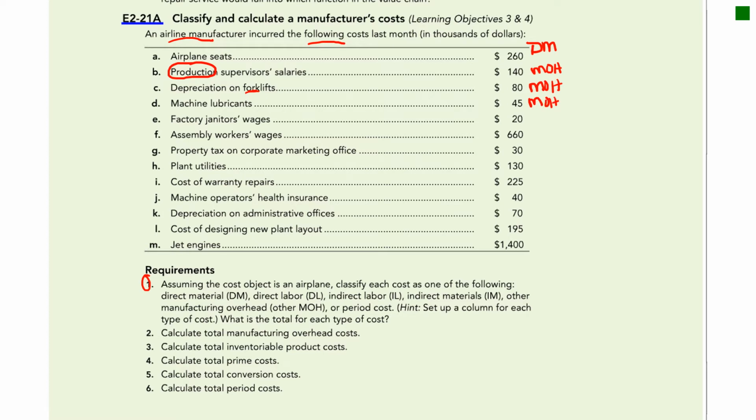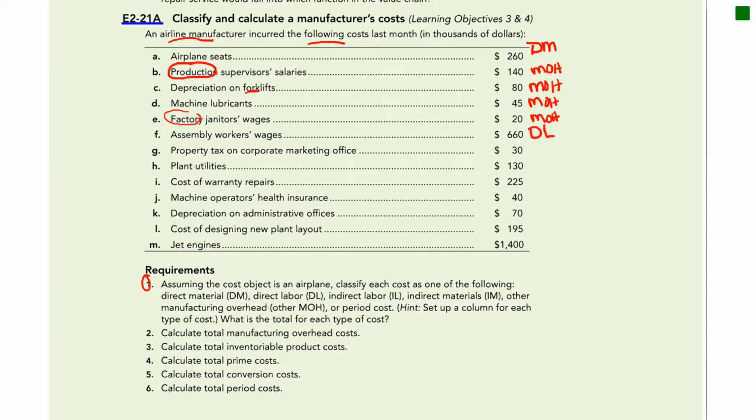Letter E, it says factory janitor's wages. Again, the fact that they use the word factory means it's in the plant. That's all that indirect stuff. So again, that's manufacturing overhead. Letter F, assembly wages workers. That's most likely going to be a direct labor.